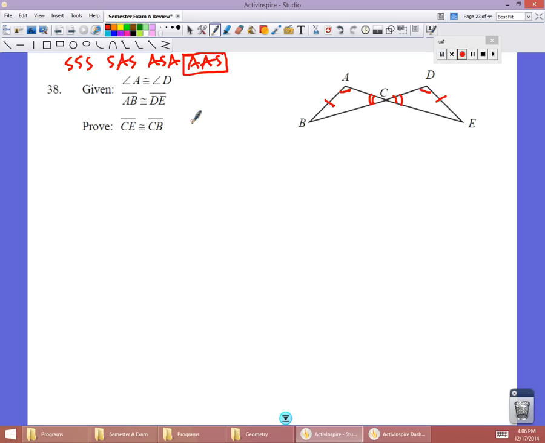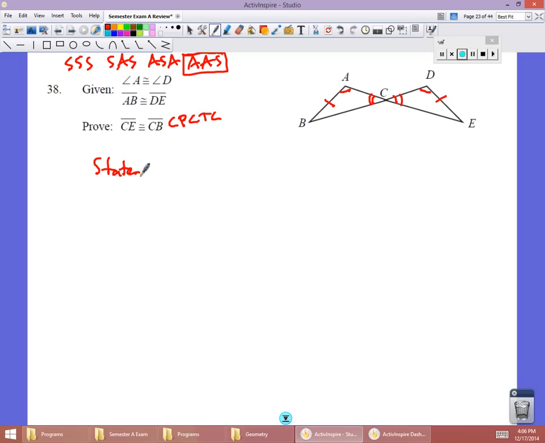And then once we know that the triangles are congruent, then we know that these two are going to be congruent because of CPCTC. Again, if the triangles are congruent, then the corresponding parts are congruent. This stands for corresponding parts of congruent triangles are congruent. So that's laid out for us. Now let's see if we can write it out.